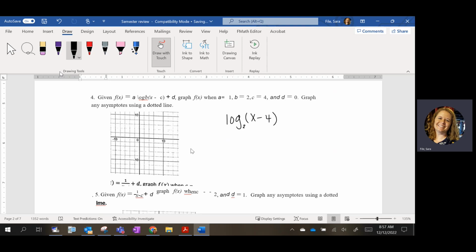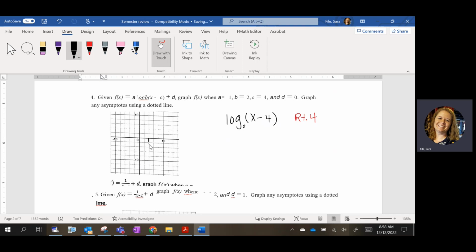So if you know what your log parent function looks like, what transformation has happened here? What's the only transformation here? It's not going down because this is inside the parentheses. This is inside the function. So this one's a horizontal shift. So is it going left or right? Remember, it's the opposite. This is going right 4. So this is the log parent function shifted right 4. So if you know the log parent function, you can picture that in your head. You simply move that vertical asymptote that's normally at 0. You shift it to the right 4.